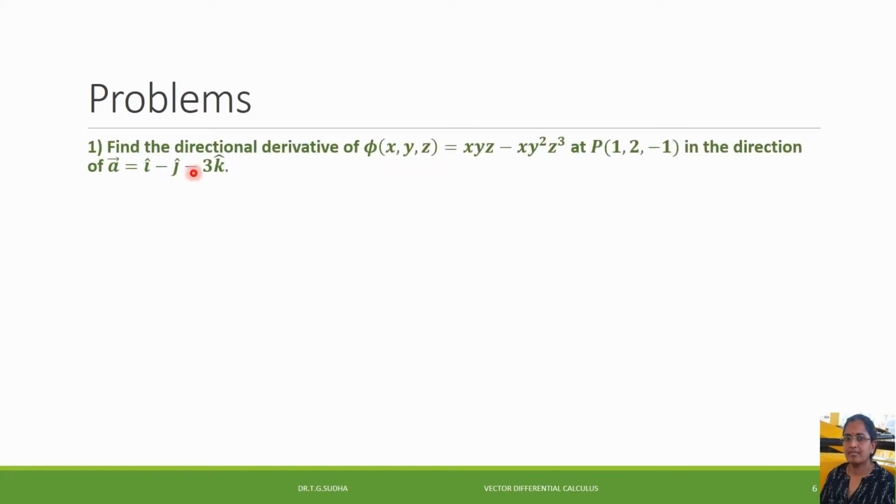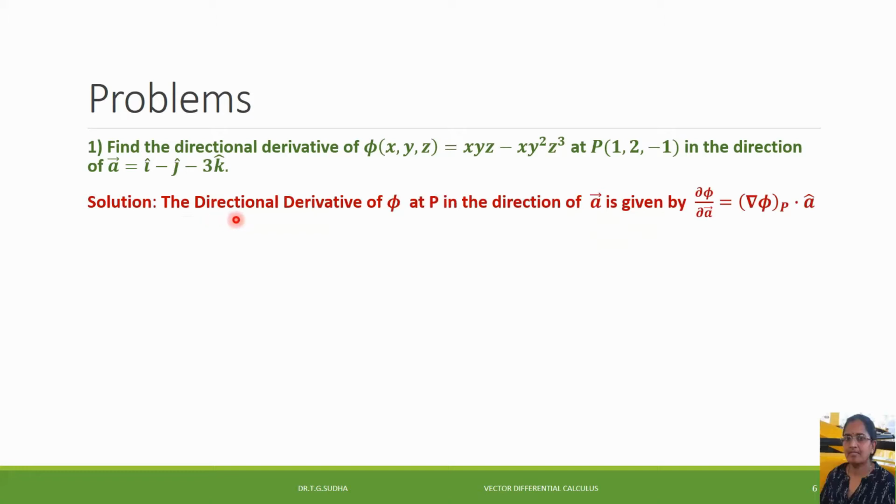The first one, find the directional derivative of phi equal to xyz minus xy square z cube at the point 1, 2, minus 1 in the direction of A equal to i minus j minus 3k.